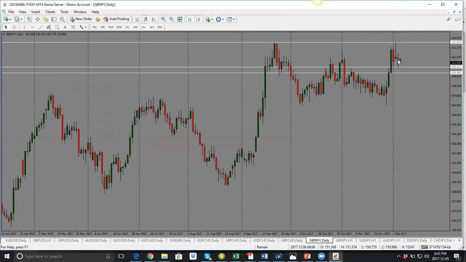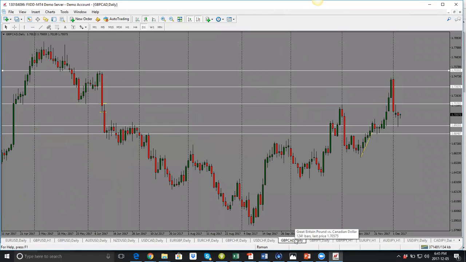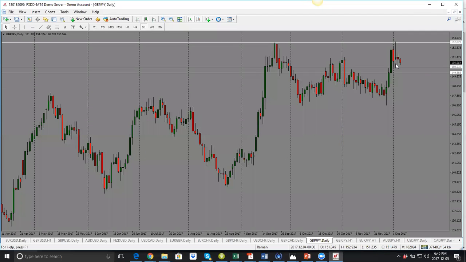However, do keep in mind that we have Canadian dollar news coming out, but look at this formation, which is very, very similar. So pound CAD looks just like this, which means this is what could happen. The bias here still remains to the downside.